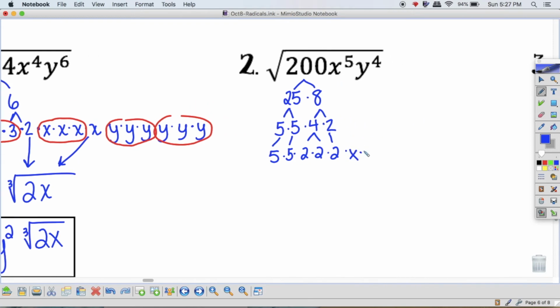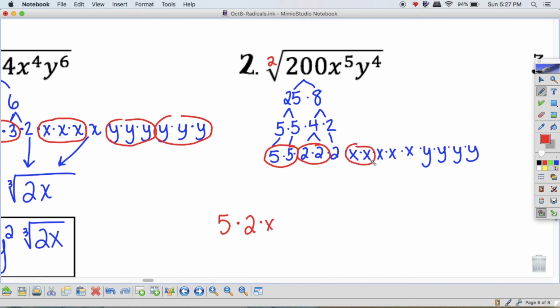And then I have x multiplied by itself 5 times and y multiplied by itself 4 times. Okay, what is my index if there is not an index written? It is 2, so I need groups of 2 of the same thing. Here's a group of 2 5s. I write everything I circle, I write once on the outside. I write the 2 once on the outside, and when there's more than one thing, I'm going to multiply. Okay, we have a group of x's, a group of x's, a group of 2 y's, and a group of 2 y's.